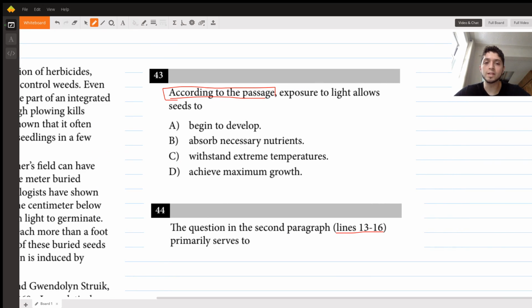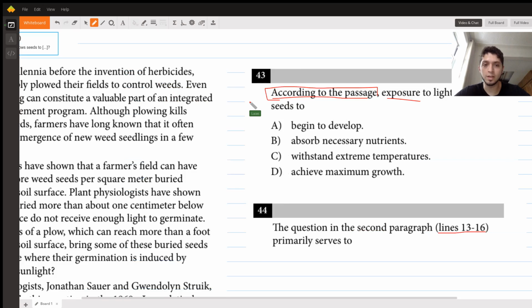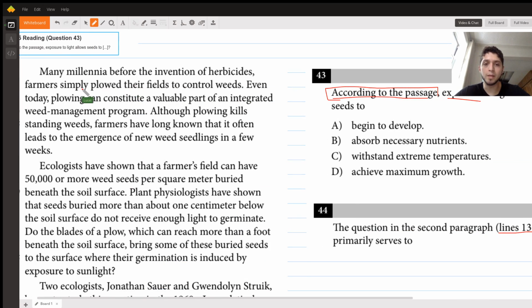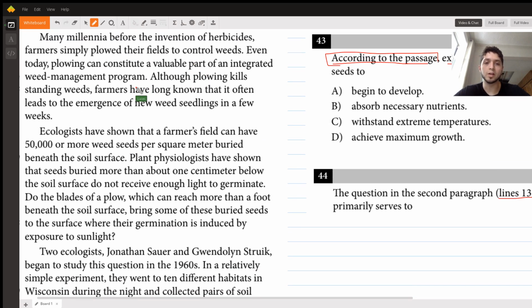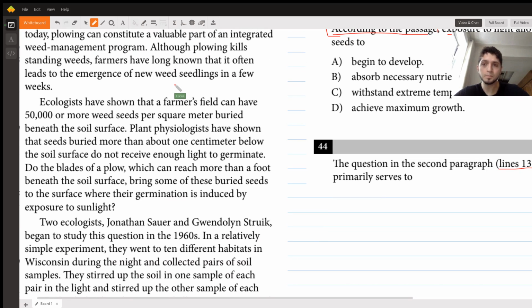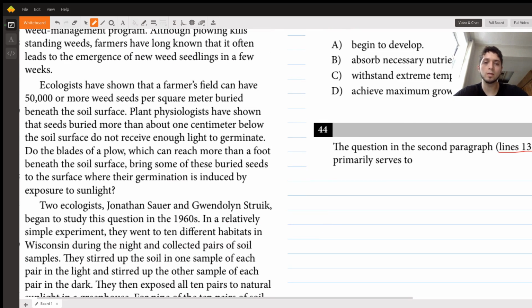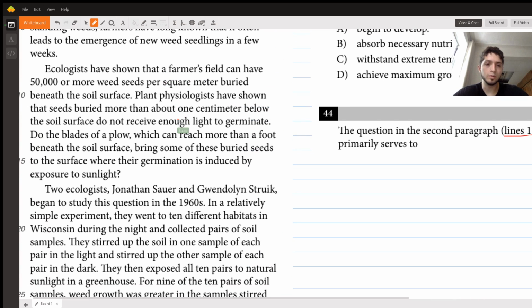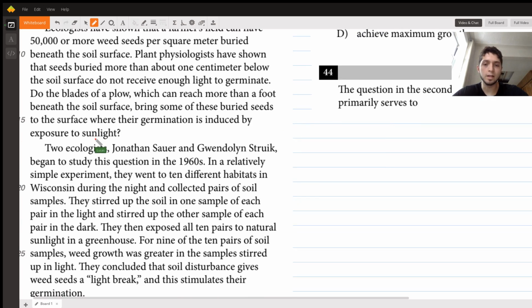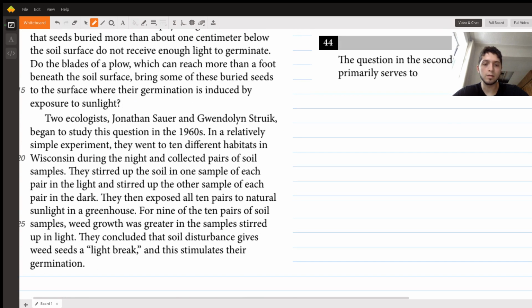So what we've got to do now is scan and search for what exposure to light allows seeds to do. So this is many millennia before the invention of herbicides. This is talking about controlling weeds. It talks about how plowing can often allow new wheat seedlings to germinate. Colleges have shown they can have this many seeds, and so on. And eventually we should end up here.